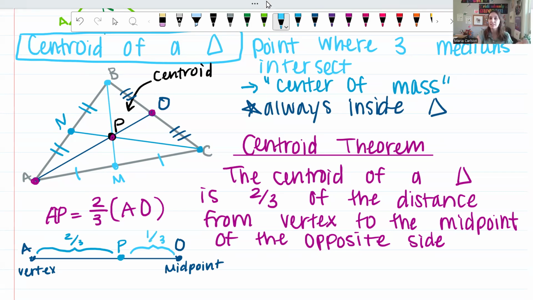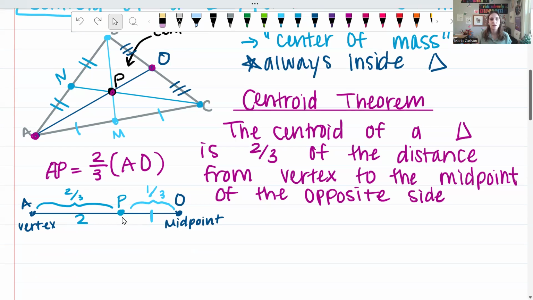So AP is 2 parts, double the length of PO. So the centroid to the side is shorter versus the centroid to the vertex, which is 2/3 the length. And then the entire length would be 3/3. We could say the same thing for BP, which is 2/3 of BM. And I should also write that PO is 1/3 of AO. That's something we can come to find.